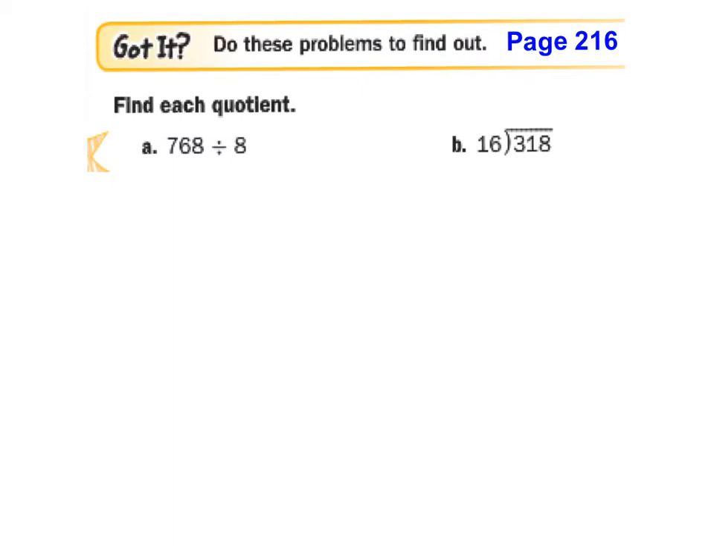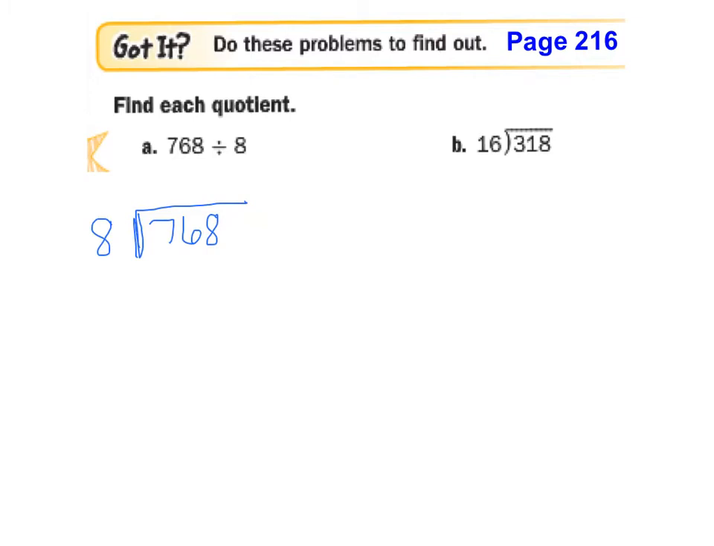There's another second example on page 216 that the textbook worked out for you. You certainly should take the time and look through that example, but I think it'd be more useful for us to do some more together. So pick up your pencil and we're going to do letter A from the Got Its on the bottom of page 216 together. The first step is to rewrite the problem so that we put the dividend, 768, inside the division symbol, and we're going to put the divisor, 8, on the outside.